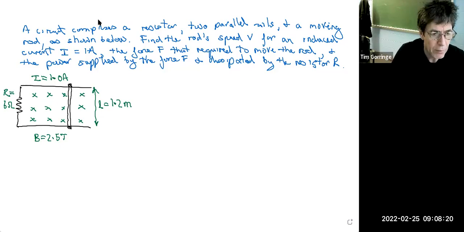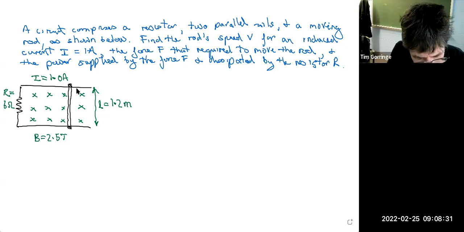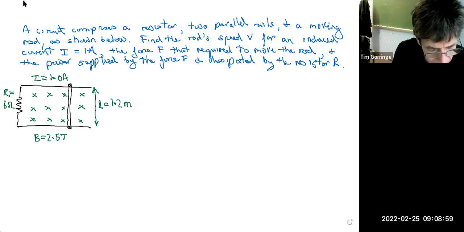Wanted to describe a problem that involves Faraday's law and involves a moving circuit. So in this case, we got a circuit that comprises a resistor over here on the left, two rails, one upstairs here and one downstairs here, and a moving rod vertically here. And in this problem, the rod is moving at constant velocity towards the right.